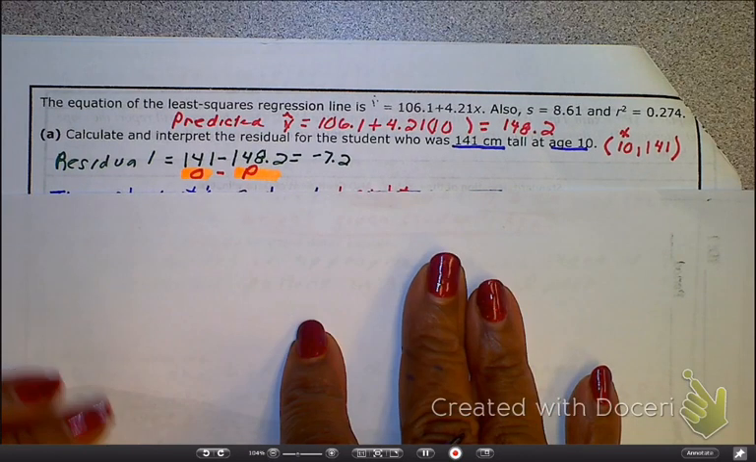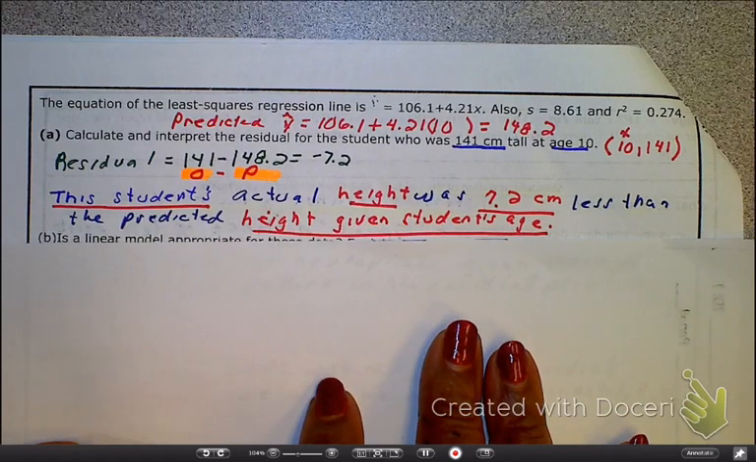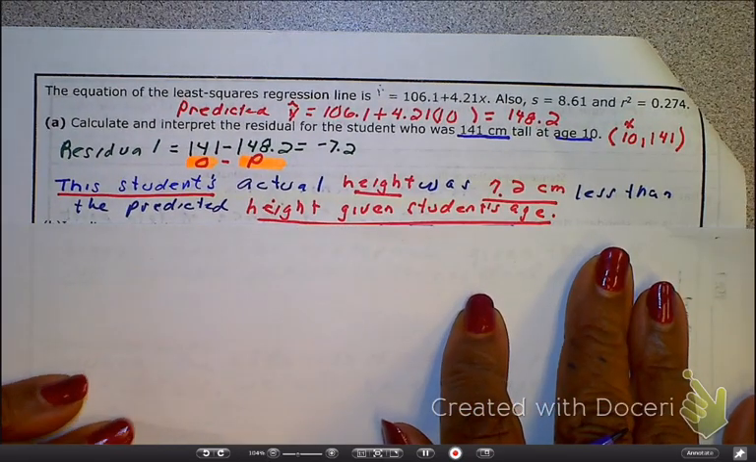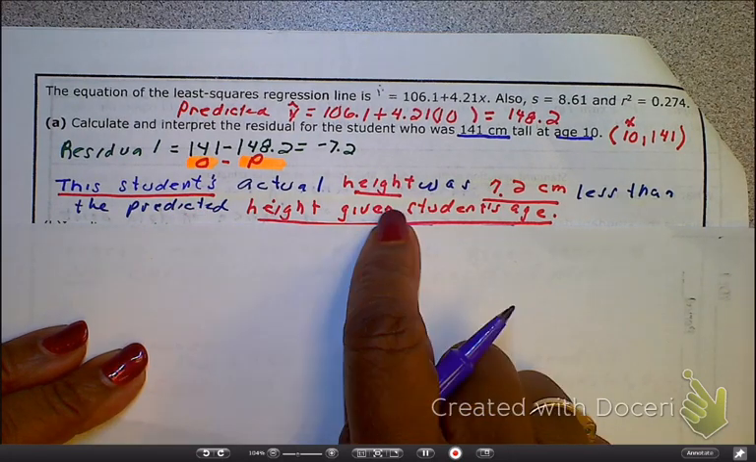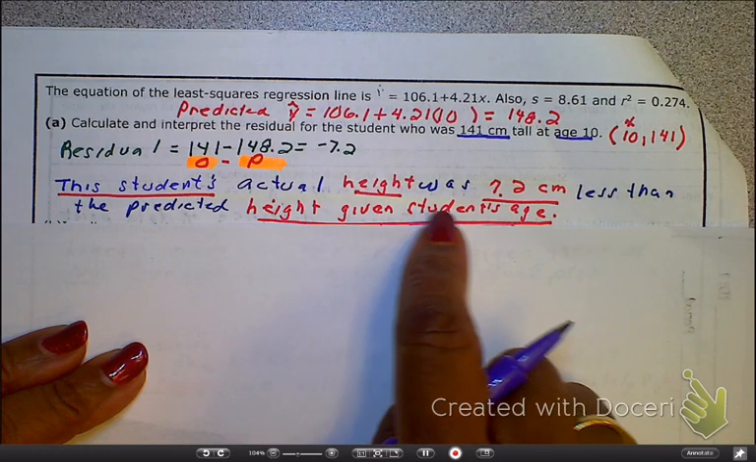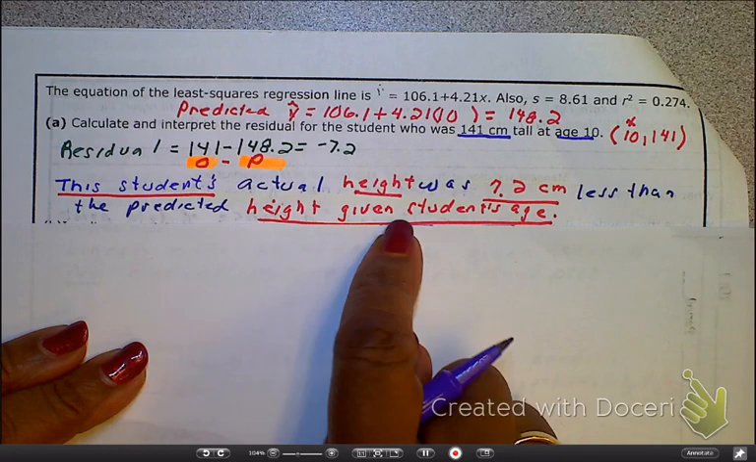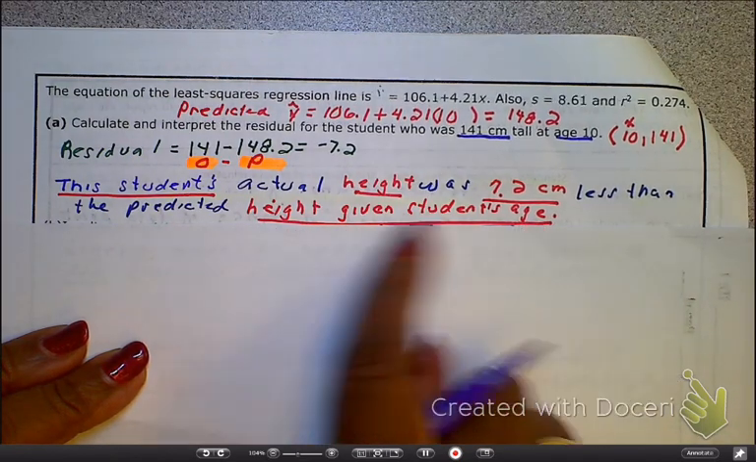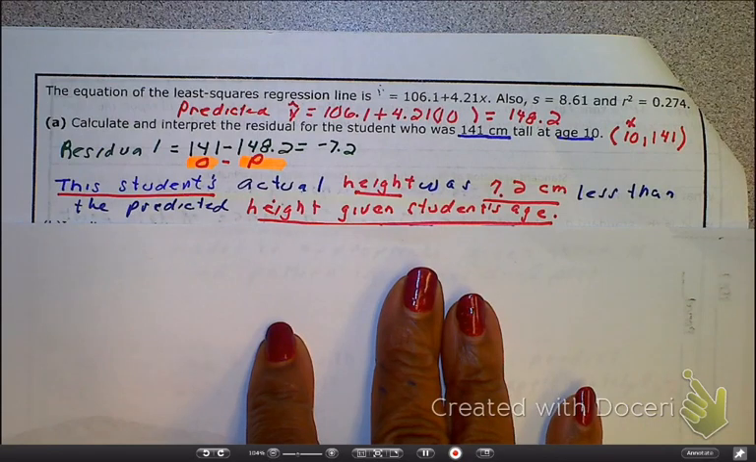The next thing they want us to do is interpret it. And I use that rubric that I will be putting online for you guys, or the rubric that I put on the other page. So here, the student's actual height was 7.2 centimeters less than the predicted height given the student's age. And what I've done is the words that are underlined were to fill in the blank of the rubric.